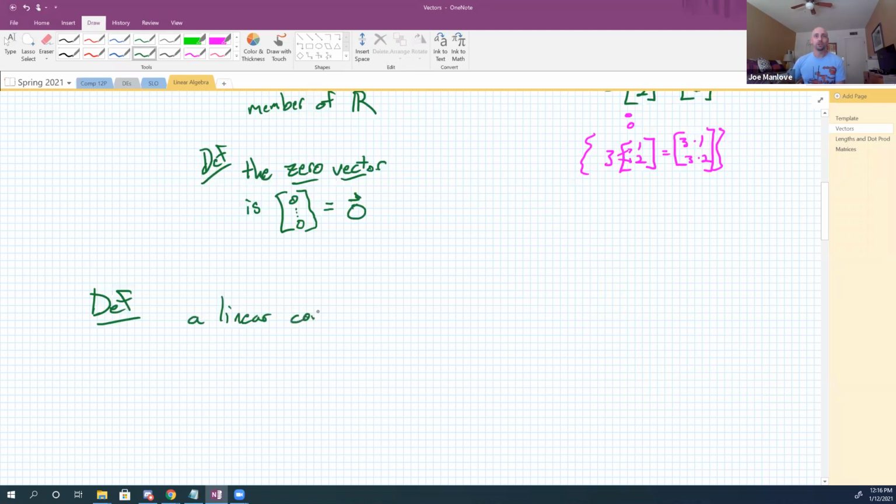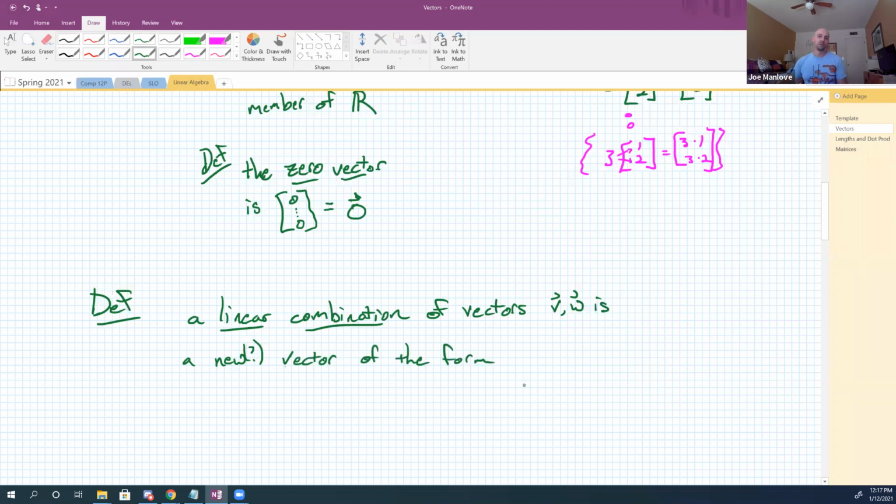So a linear combination of vectors v and w is a new vector. Probably think about the word new there. Of the form... Okay, so this is our first use of the word linear in the class linear algebra. So this will be a point we want to pay attention to. Pretty good with that?